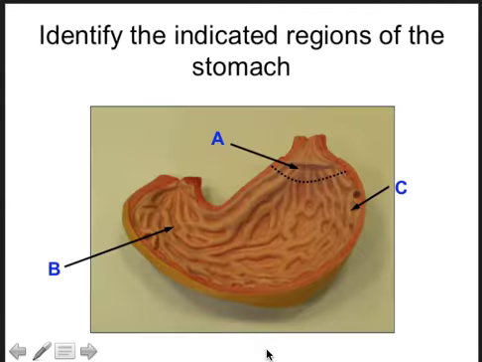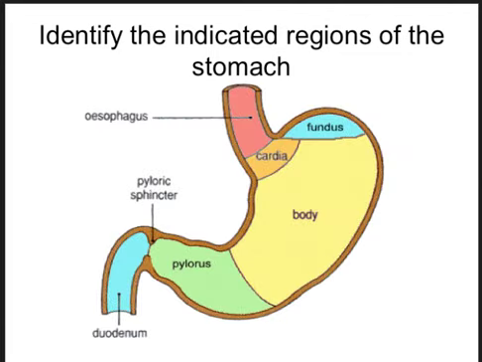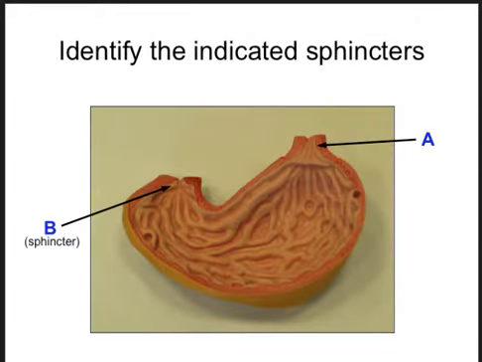Next question. Identify the regions of the stomach. A is pointing to the cardia, B is pointing to the pylorus, and C is pointing to the fundus. And you can see the labeled regions located here. So notice again, the fundus, the cardia, the body, the pylorus, the pyloric sphincter, and then leading into the duodenum.